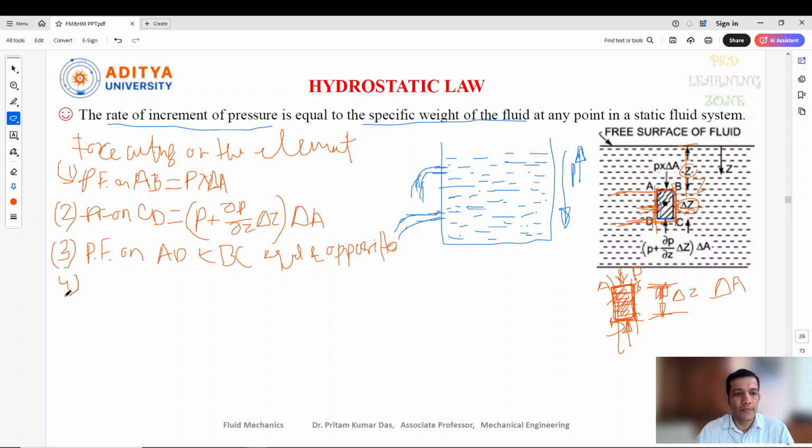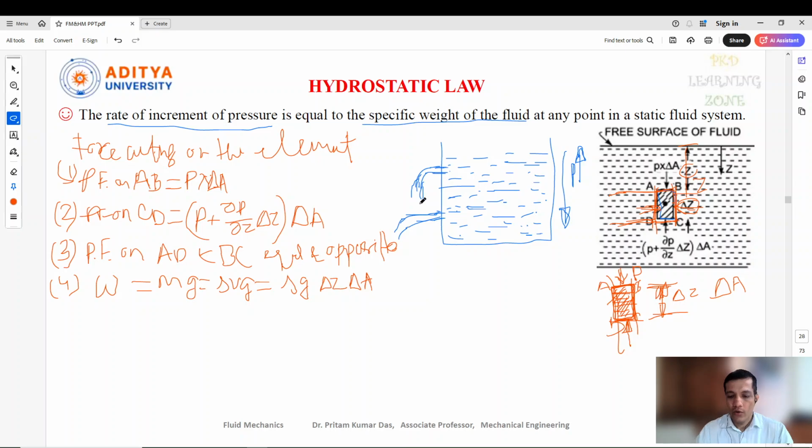And fourth, what is the weight of the fluid element? That is W, the weight of the fluid element. We know that W we can write as mg, mass into gravity. Mass we can write as rho V, so W is rho V into g. The volume is the height times the area, so height is delta Z and the area is delta A. So these are the forces acting on this fluid element.